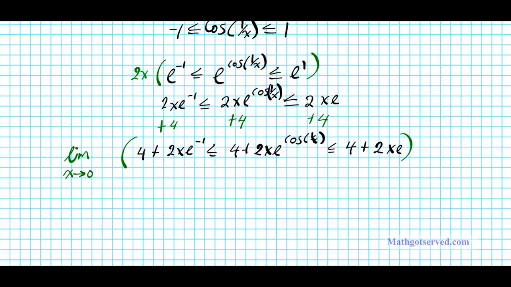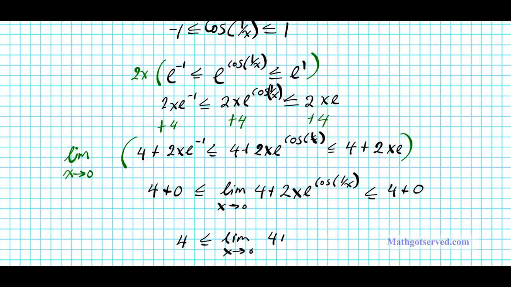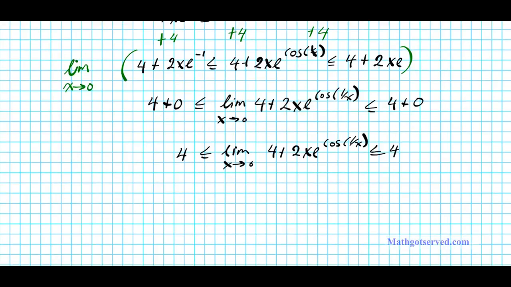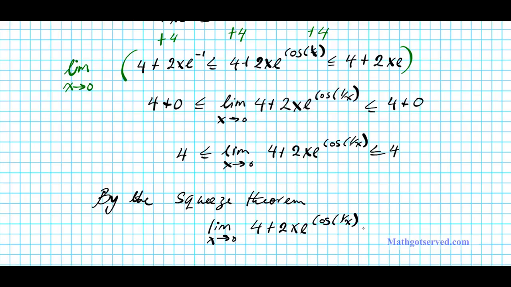As x approaches what? 0. Okay? If we do that here, we're going to have 4 plus 0. And then leave the center alone, do not evaluate it. Limit as x approaches 0 of 4 plus 2x e to the cosine 1 over x. And then on this side, you just plug in 0 here. That's 4 plus 0 also. So what you find out is that 4 bounds this limit. The limit as x approaches 0 of 4 plus 2x e to the cosine 1 over x is less than or equal to 4. So by the squeeze theorem, the limit as x approaches 0 of 4 plus 2x e to the cosine 1 over x is equal to 4.